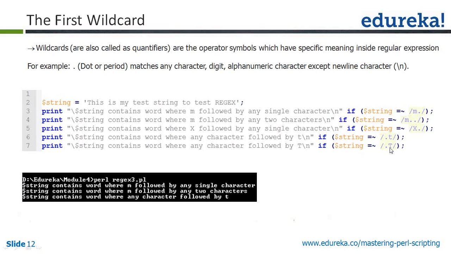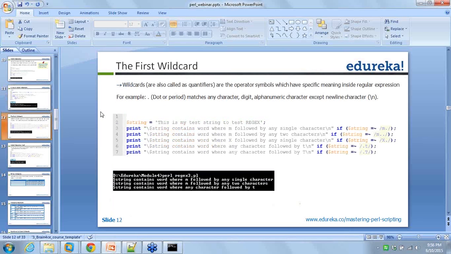And the last one we have is dot t. Now if you notice here, we have only t available as the very first character in my string. So we say dot t, any character followed by t. We don't have any character, so this is not going to be printed.